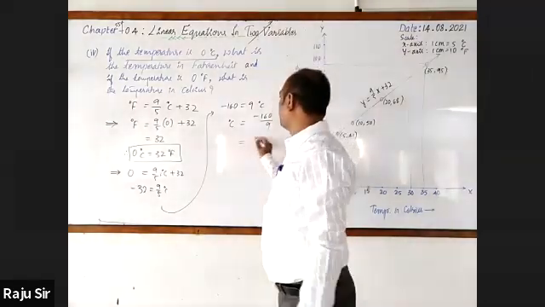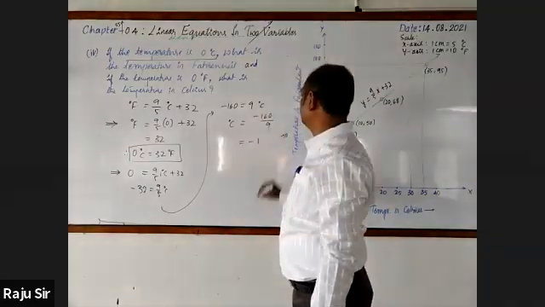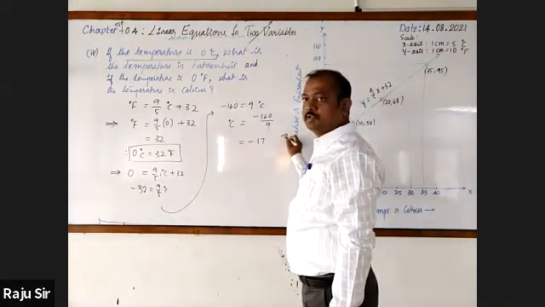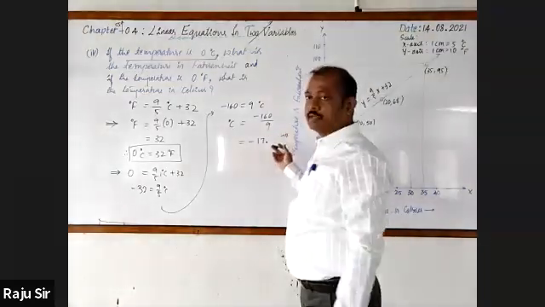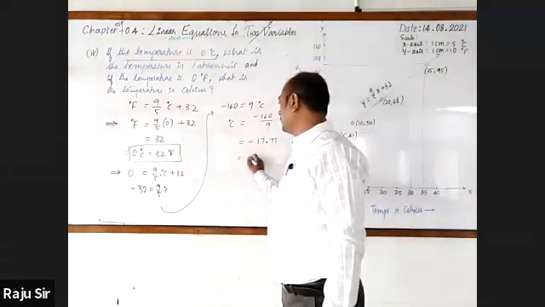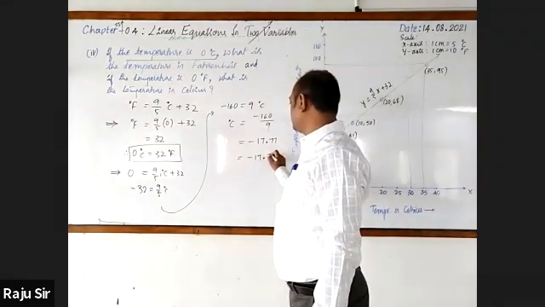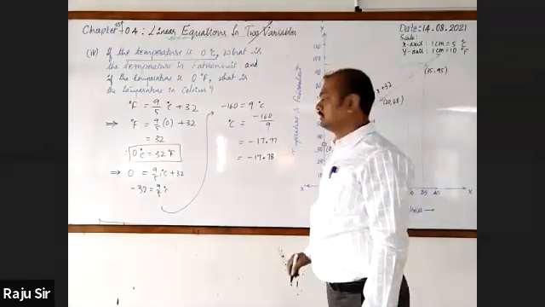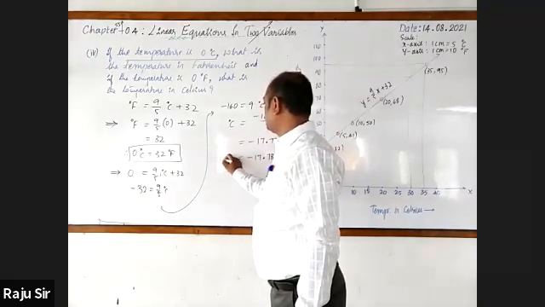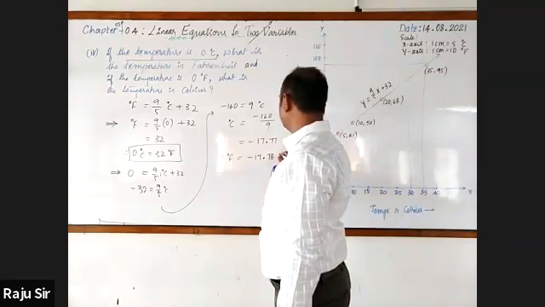Cancel. 9 ones are 9, 7 will remain, it becomes 70. Get it? 9 sevens are 63, decimal, again 7 will remain, it becomes 70. 9 sevens are 63 and so on. Approximately it can be written as minus 17.78. Right. 0 degree Fahrenheit is equal to minus 17.78 degrees Celsius.